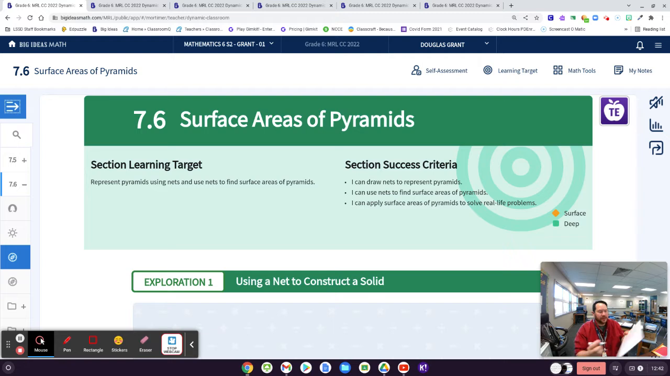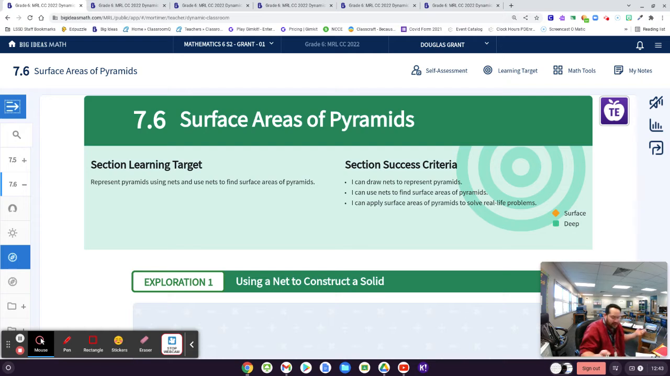Some of them will be rectangular pyramids. So we got a little rectangular base, like so, and then it all meets at a point, like so. So we got rectangular pyramids, which is made up of a rectangle and 4 triangles. Or we're going to have triangular pyramids. So we'll have a triangular base, and then it all meets at a point to make a triangular pyramid. So that'll have a base and then 3 triangles around the side. This one's a little harder to see.